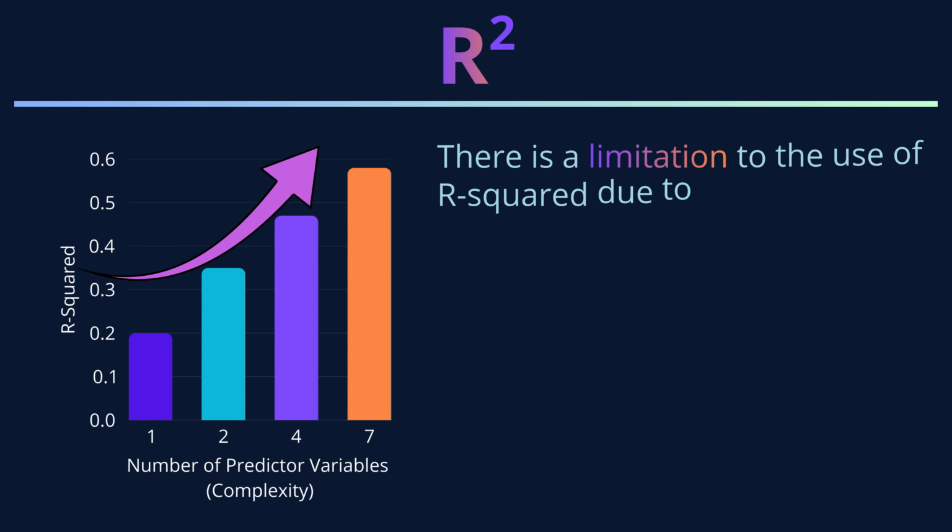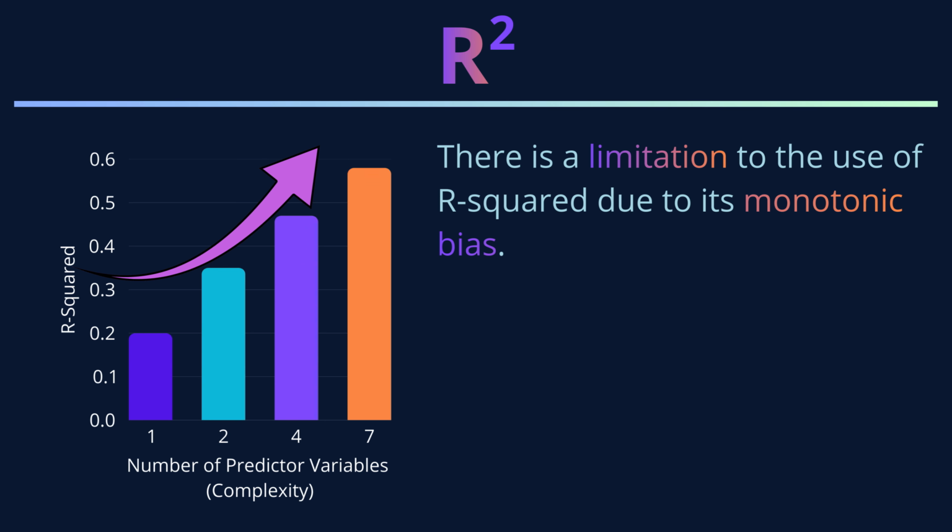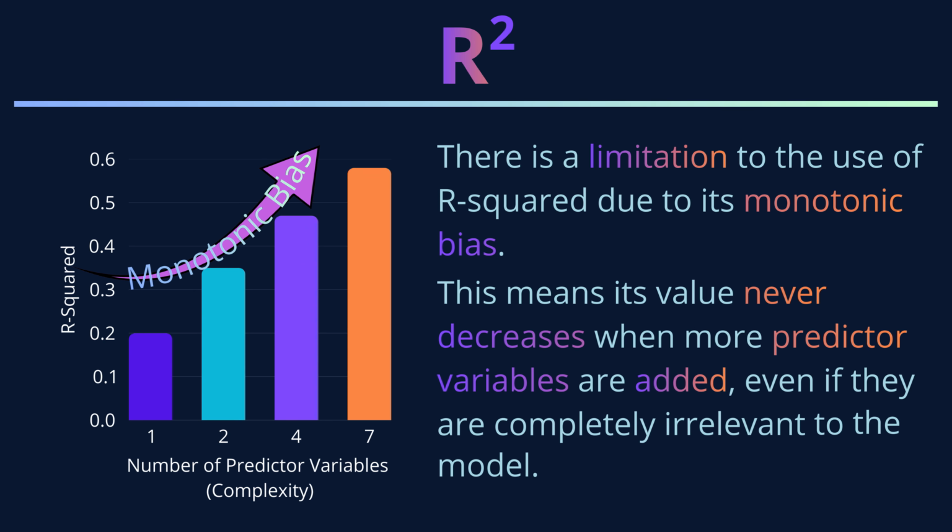However, there is a limitation to the use of R-squared due to its monotonic bias. This means its value never decreases when more predictor variables are added, even if they are completely irrelevant to the model. The R-squared value fails to detect overfitting, a scenario where the model captures noise rather than the true trend.